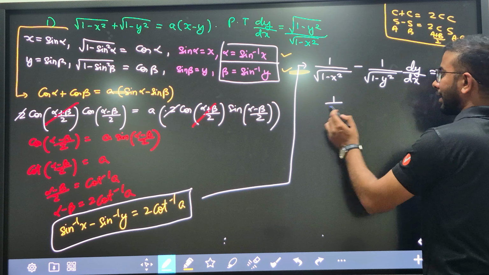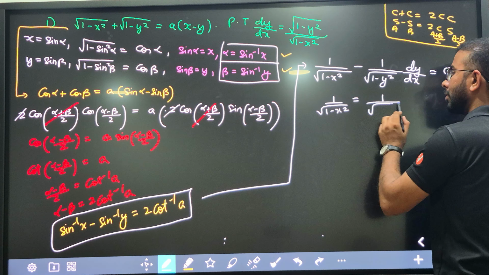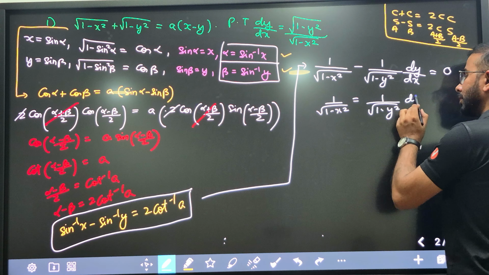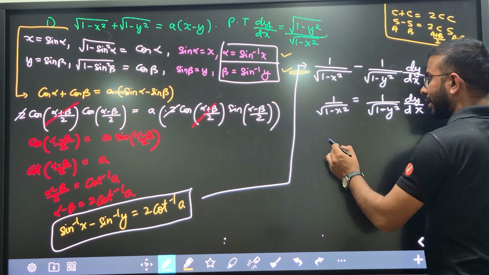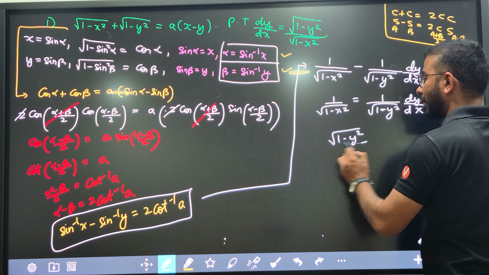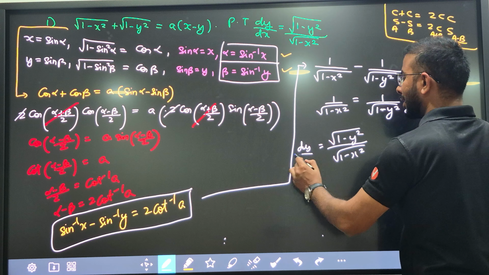So now we'll take this on the other side. So this minus will become plus. Now we'll just cross multiply. So root 1 minus y square by root 1 minus x square is equal to dy by dx.